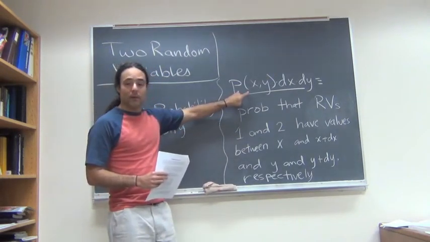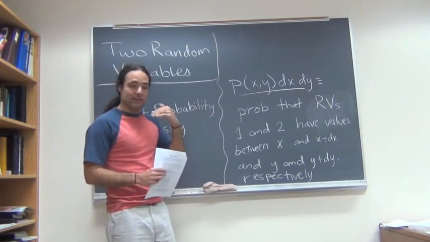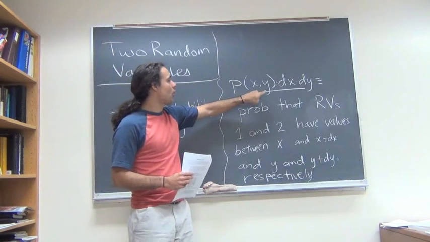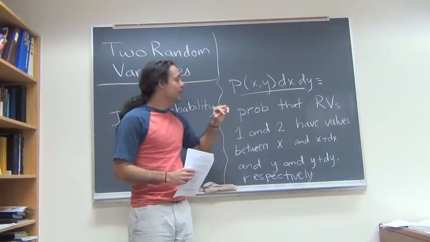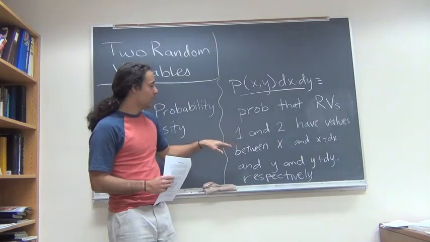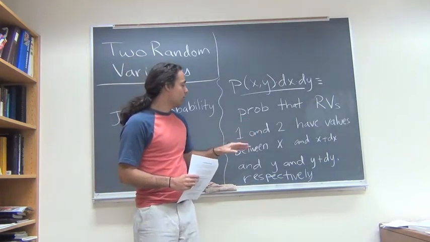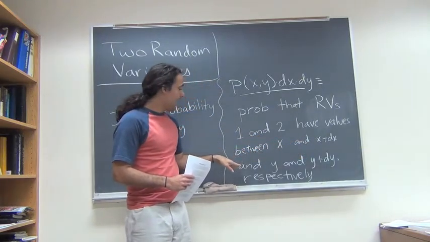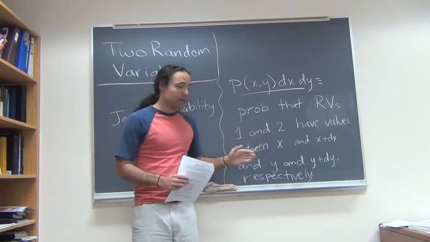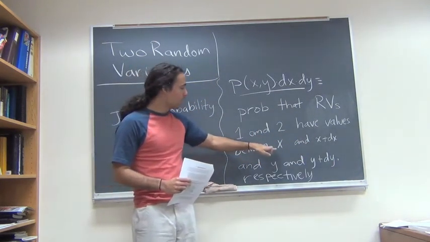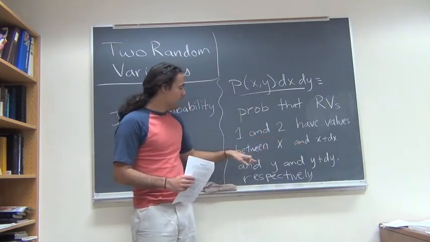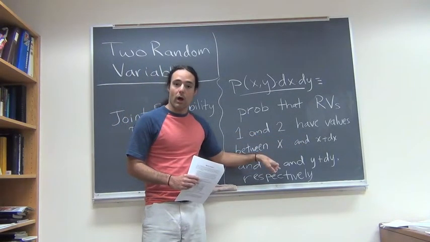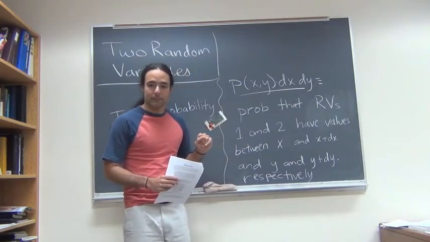And this joint probability density is going to be defined in such a way that p of x and y, dx dy, is going to be the probability that random variables 1 and 2 have values between x and x plus dx, and y and y plus dy, respectively. So variable 1 has to fall between x and x plus dx. Variable 2 has to fall between y and y plus dy.